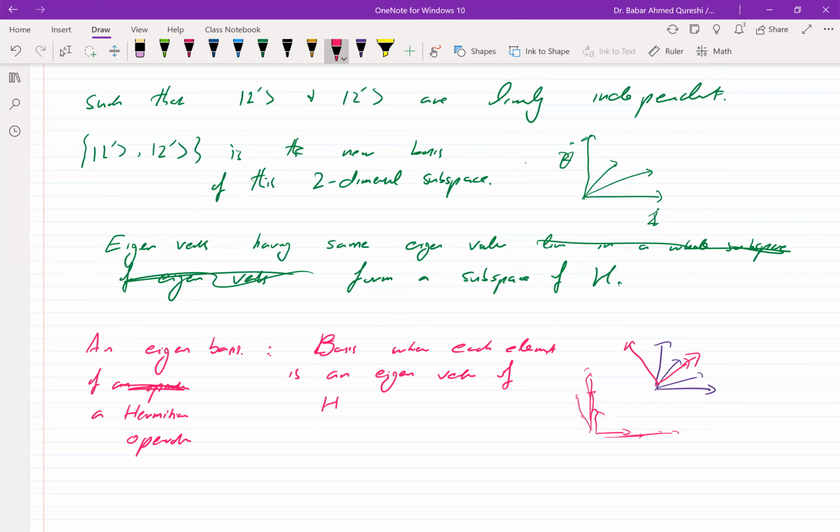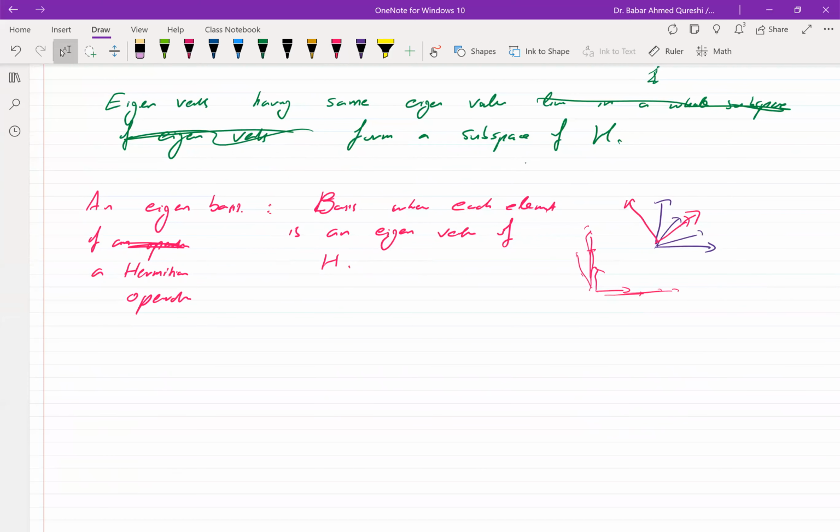So it's a basis where each element is an eigenvector of H. It will always exist because we proved that you at least have one available to you, which is actually an orthogonal basis. But we just saw that if two or three of the eigenvalues are the same, if you have two, then you have a two-dimensional subspace where each vector in that subspace is an eigenvector. If you have three, then you have a three-dimensional subspace where each vector in that subspace is an eigenvector. And then you can choose any basis vectors in that subspace that need not be orthogonal, and you will still have an eigenbasis.